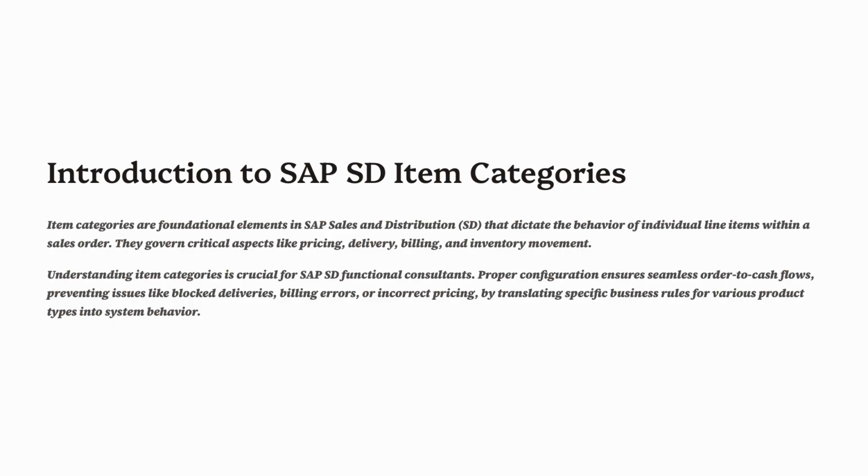They control almost everything: whether the item is relevant for pricing, whether it creates a delivery, whether SAP generates a billing document, whether it updates requirements in MRP, whether it behaves like a product, a service, or just text. In other words, the item category tells SAP what this item actually represents and how SAP should process it. In real projects, wrong item categories cause pricing issues, missing delivery lines, billing failures, and incorrect ATP results.